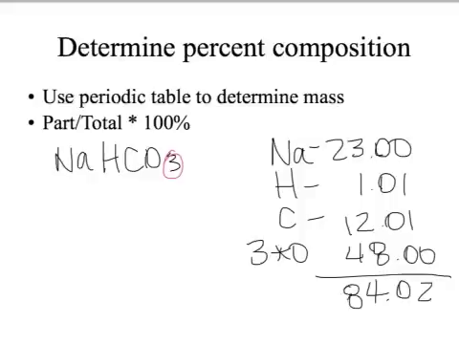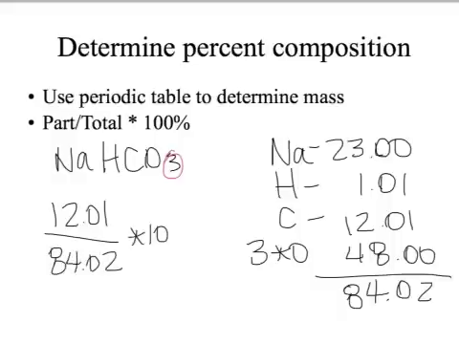Now I'm going to do the second part, which is part divided by total times 100%. I'm going to do 12.01, because that is the mass of carbon, divided by 84.02 times 100%, which gives me 14.29%. So the percent composition of carbon in baking soda is 14.29%.